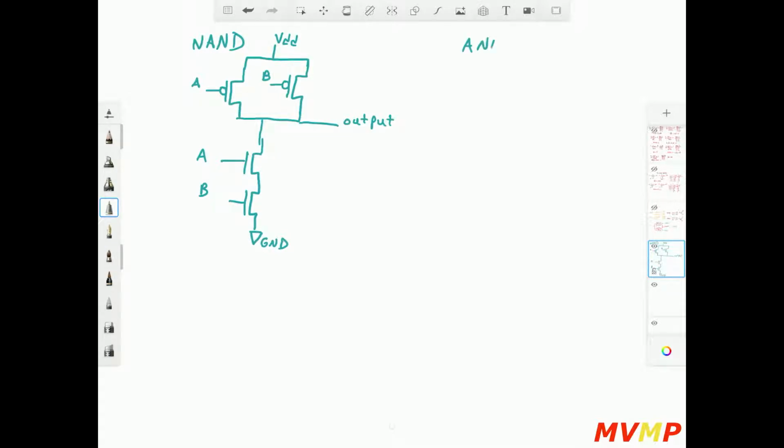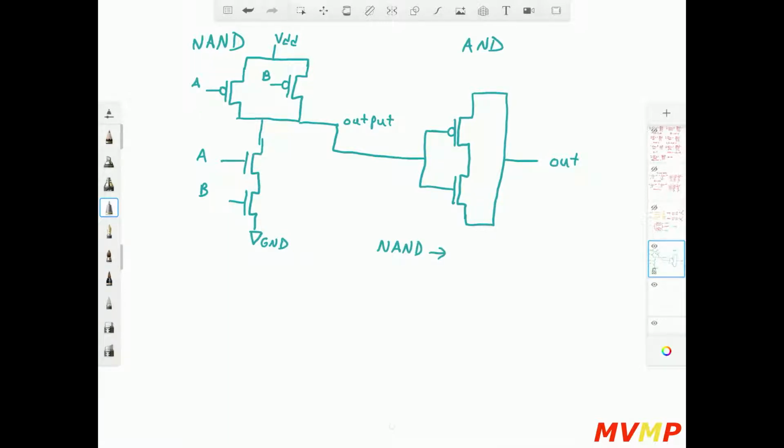But let's say now you want to represent an AND gate. An AND gate would be a NAND gate, but with a NOT gate in front of it. A NOT gate is just a simple inverter comprised of one pMOS in the pull-up and one nMOS in the pull-down. All you do is stick this in front of your 2-input NAND gate, and now it's an AND gate. Now you're representing a 2-input AND gate.